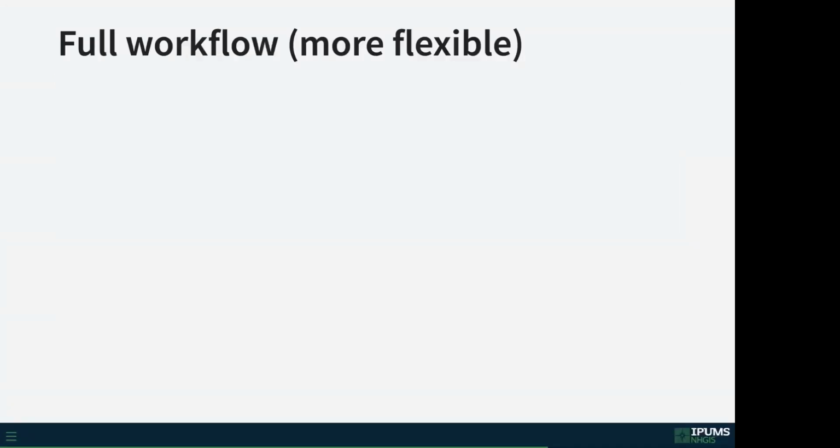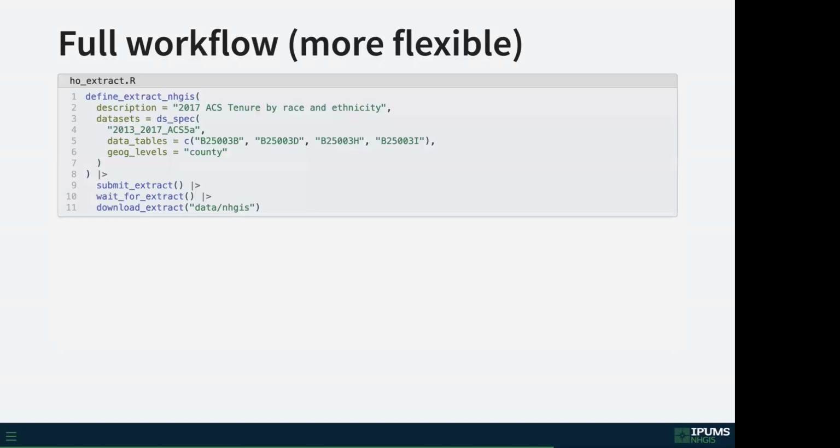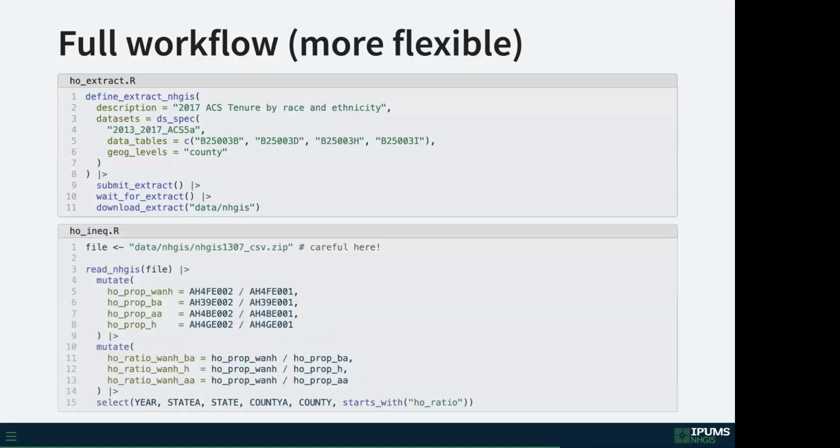However, that might not really be the best workflow. If you change anything in this one long pipe, you are going to have to run the entire thing again, which means you're going to have to regenerate your data. So really, a slightly better workflow might be to split this into multiple files. You could have a file that generates your extract, submits it, waits for it, and then downloads it to a specified directory. And then we could have a separate file that loads the data from that directory and does the metric calculation or the analysis. And this means that if we then change our analysis in some way, we don't necessarily have to regenerate and resubmit our extract.